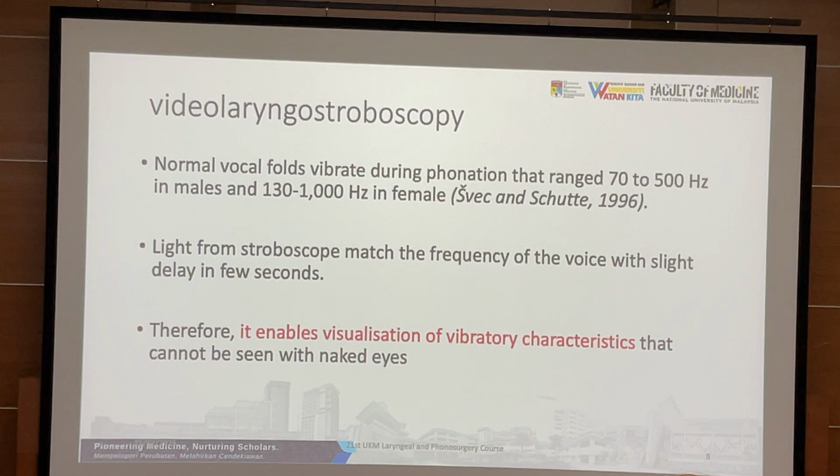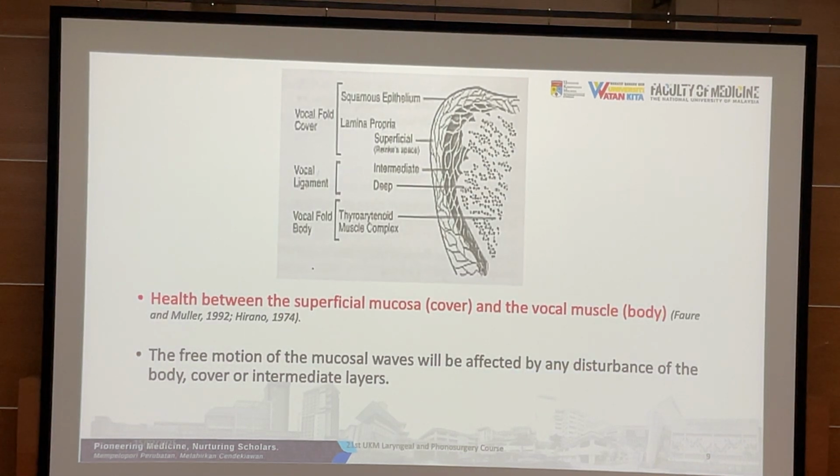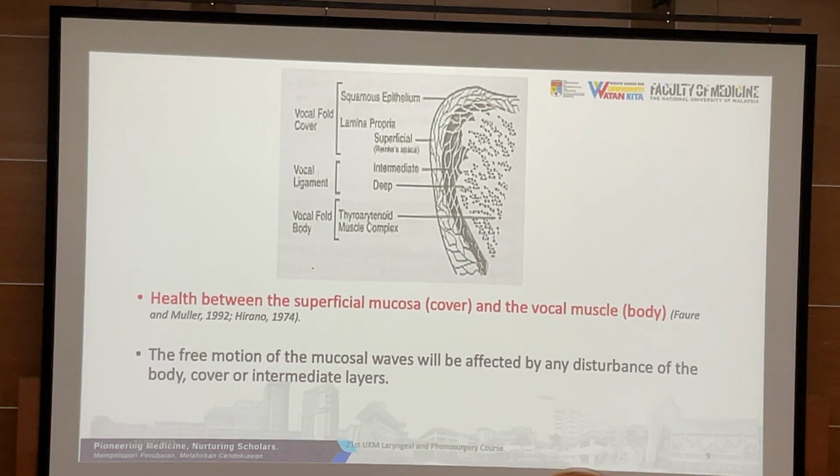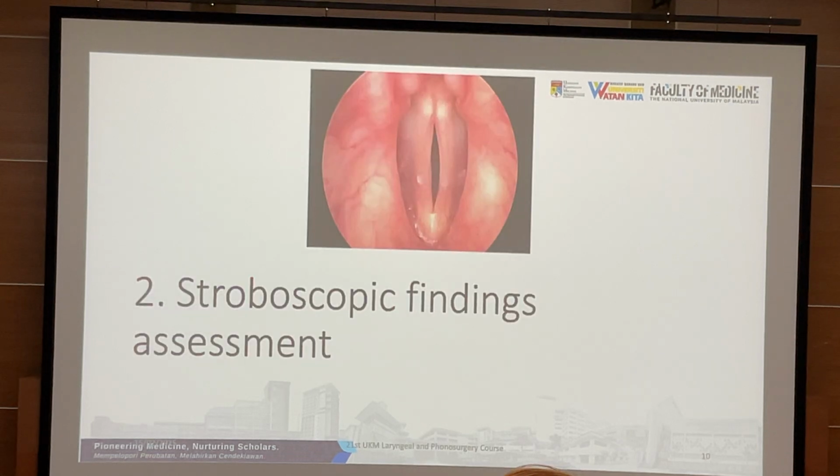The same principle we use to visualize the mucosal wave or the vibration of the vocal fold. So why is it so important for us to examine the mucosal wave? Because the mucosal wave tells you the health of the vocal fold. Like Miss Nora has mentioned about the body and cover theory, about the pliability of the epithelium and the Reinke's edema, which is dancing on the dancing floor, which is the vocal ligament and the muscle. So any insult at any point of the layers will affect the mucosal wave. That is why it is important for us to examine the mucosal wave.